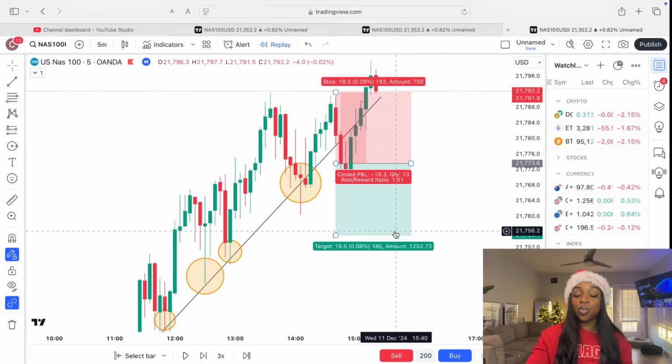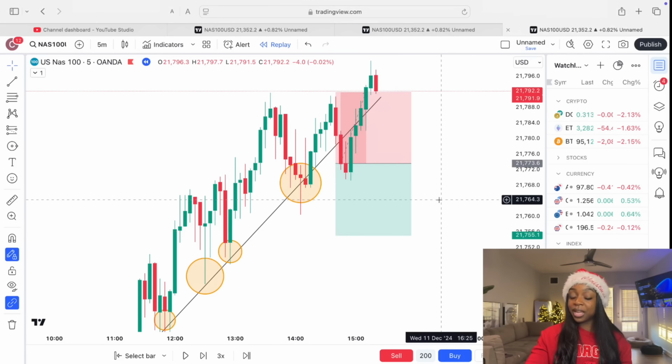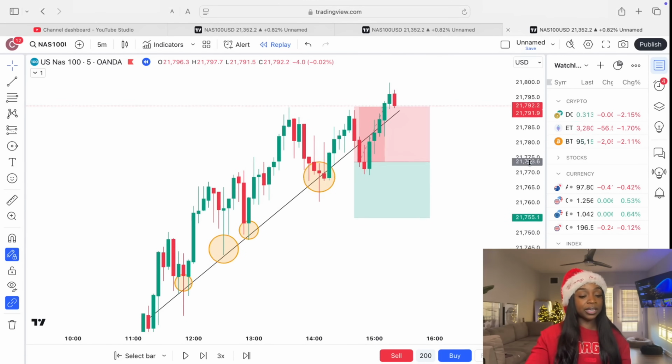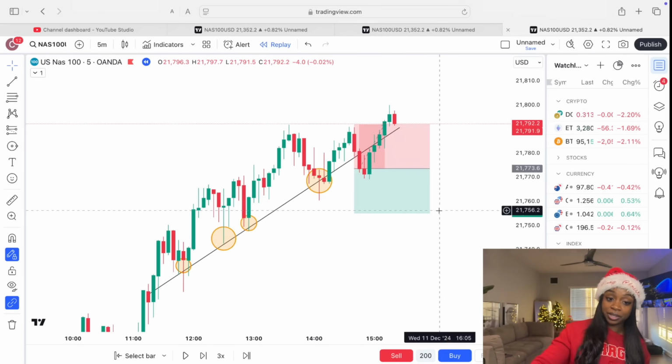Ooh. We actually got stopped out on this one. So this is a great example of how the counter trend line breaks don't always work.